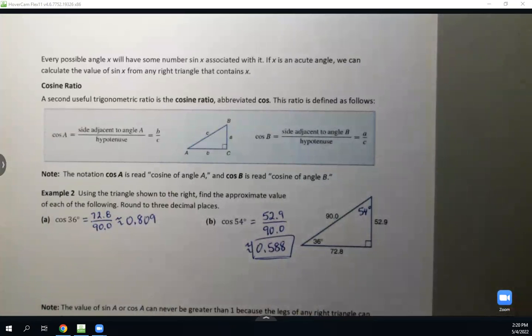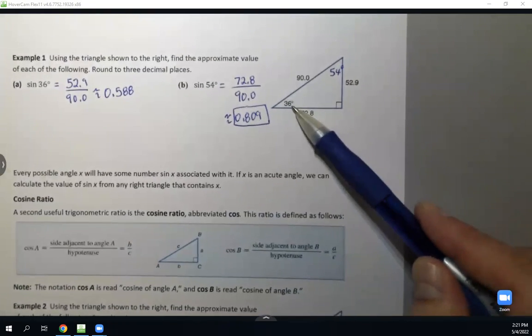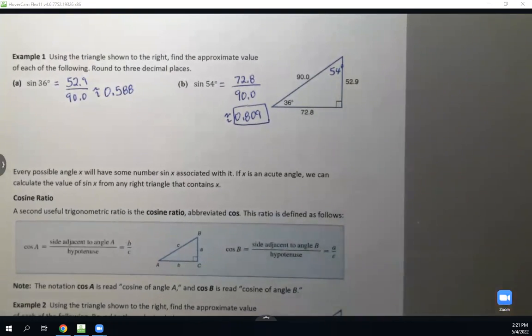If we jump outside of acute angles, it doesn't necessarily work that way. But with acute angles, that always works that way. That's why sine and cosine are called co-functions. They're related. The 36-degree angle and 54-degree angle are called co-angles because they add up to 90 degrees. Technically in trigonometry, they're called complementary angles. They add up to 90 degrees.